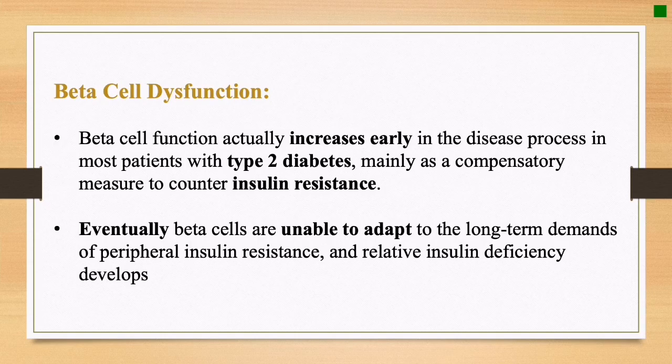The second defect that characterizes type 2 diabetes is beta cell dysfunction. While insulin resistance by itself can lead to impaired glucose tolerance, beta cell dysfunction is an essential component in the development of diabetes. Beta cell function actually increases early in the disease process in most patients with type 2 diabetes, mainly as a compensatory measure to counter the insulin resistance and to maintain normal blood glucose levels. Eventually, however, those beta cells are unable to adapt to the long-term demands of the peripheral insulin resistance, and the state is switched from the hyperinsulinemic state to a state of relative insulin deficiency.